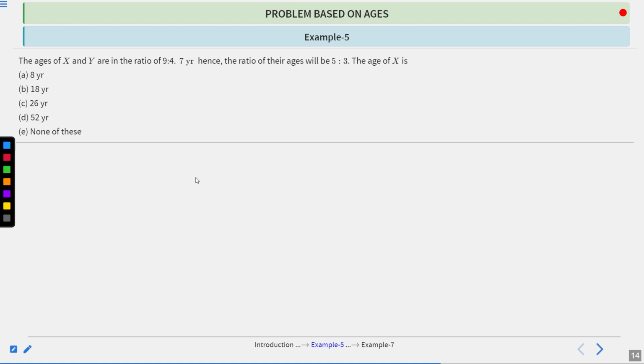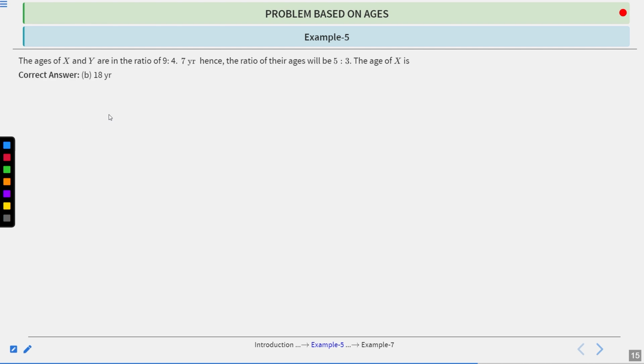Next one. The ages of X and Y are in the ratio of 9:4. 7 years hence, the ratio of their ages will be 5:3. The age of X is, you have 5 options. A is 8 years, B is 18 years, C is 26 years, D is 52 years, and E is none of these. Now see the solution of this question. So the correct answer of this question is B, which is 18 years.